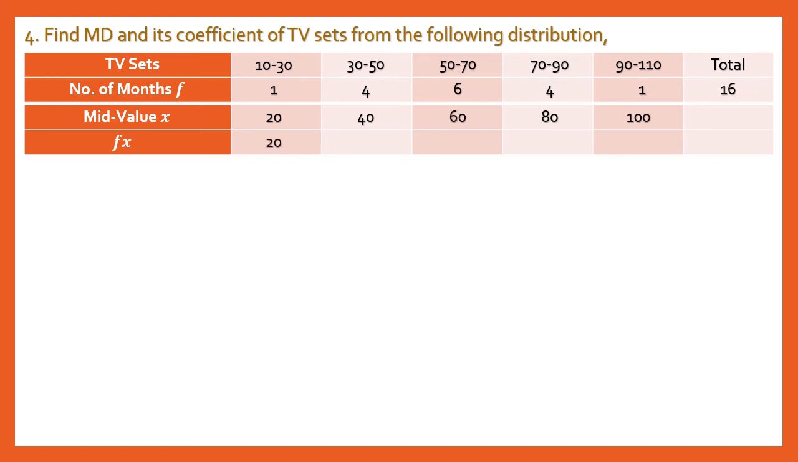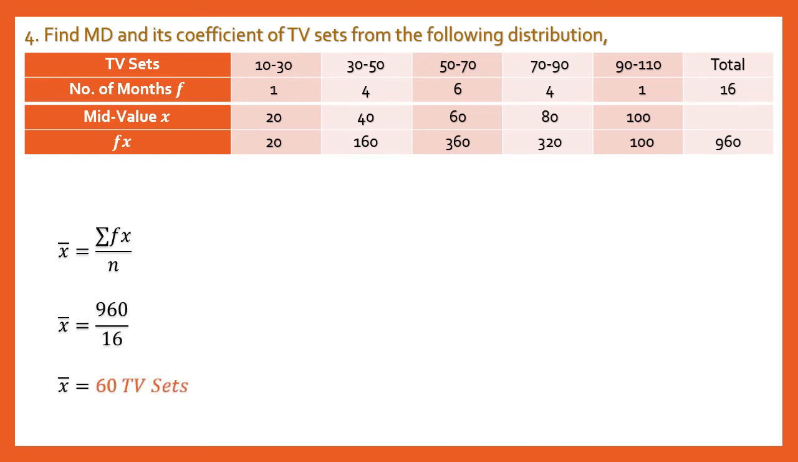Next, I am multiplying these mid values with the frequencies, that is 20 into 1 is 20, 40 into 4 is 160, 60 into 6 is 360, 80 into 4 is 320, and 100 ones are 100. So when I make a total of this fx row, I get 960. Now I can calculate my mean here, that is summation fx upon n. Fx is 960, n is 16. So 16 sixes are 96, 960 upon 16, your answer will be 60 TV sets. So on an average 60 TV sets are sold per month.